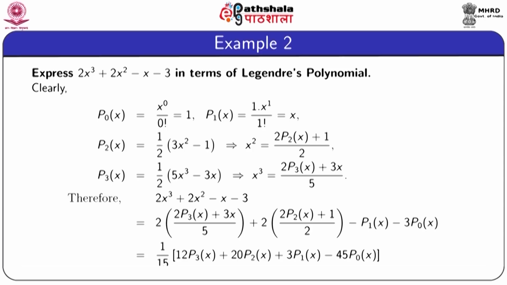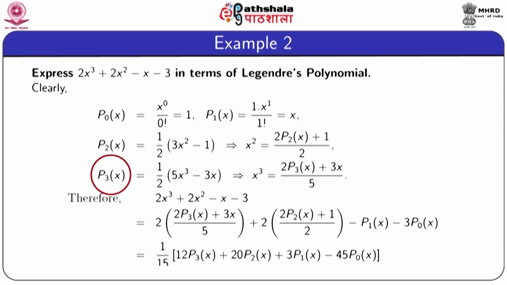Our next example: given a polynomial 2x³ + 2x² − x − 3, we are going to express this in terms of Legendre's polynomials. First, we calculate x³, x², and x in terms of the Legendre polynomials. Here P0(x) is 1, P1(x) is x, P2(x) is half of (3x² − 1), and hence x² will be (2P2 + 1)/3. Likewise, P3(x) is this expression, and we can calculate x³ from it.